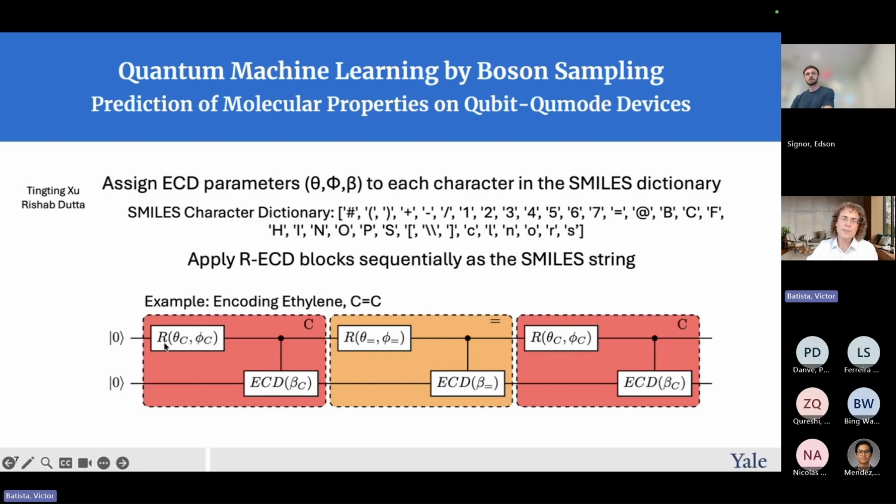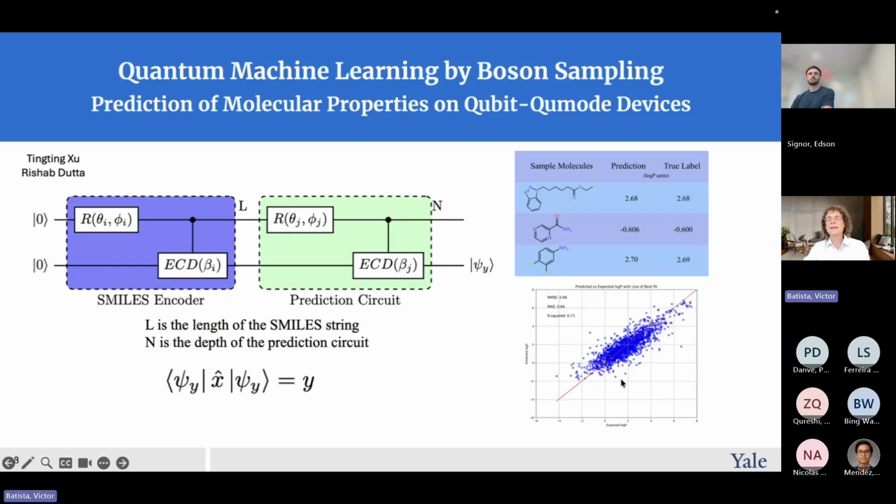So after applying these rotations and conditional displacements in this sequence, what we have here is a quantum state associated with light inside of the cavity and a state of polarization of the qubit that corresponds to this molecule, because we encoded the molecule according to the parameters of these pulses that we have applied. And then what we can do is define another block of parameters that correspond to learnable parameters, parameters that can be learned.